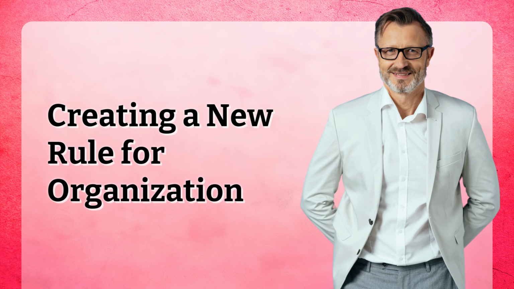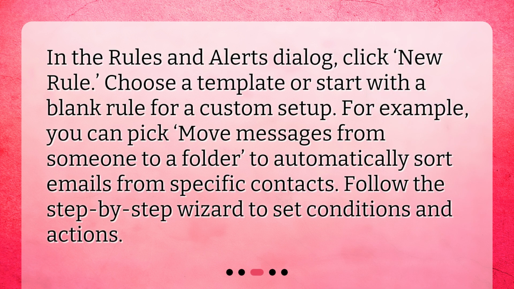Creating a new rule for organization. In the Rules and Alerts dialog, click New Rule. Choose a template, or start with a blank rule for a custom setup. For example, you can pick Move Messages from someone to a folder to automatically sort emails from specific contacts. Follow the step-by-step wizard to set conditions and actions.